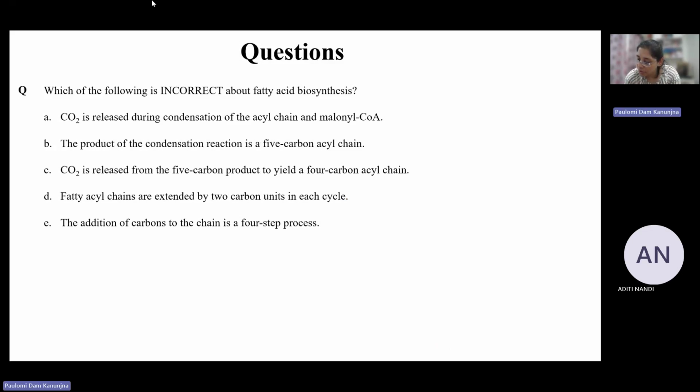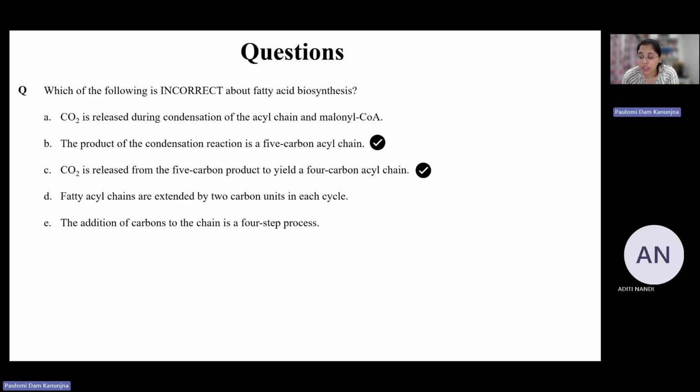B and C. Okay, just a second. Exactly correct. So the incorrect statements are B and C. So the first one says CO2 is released during the condensation of acyl coenzyme A and malonyl coenzyme A. We already have established there's a condensation. That's the first step of fatty acid biosynthesis.